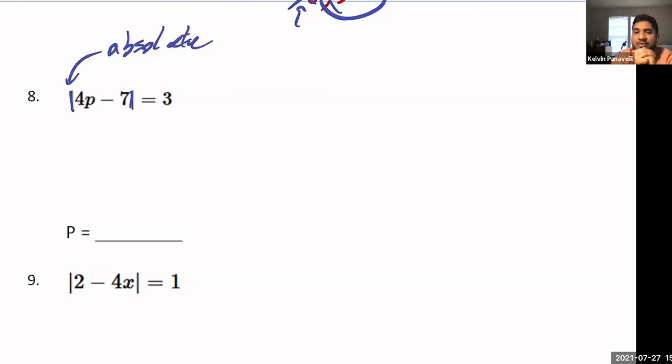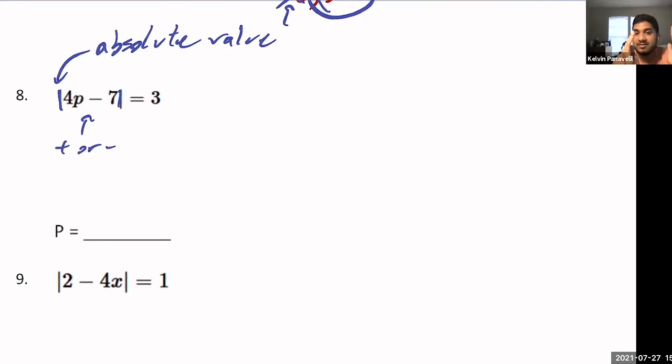And Miles, do you feel like you know how to solve absolute value functions? I think so. All right, awesome. So whenever you have absolute value, you have to take into account that whatever's in the absolute value can be either positive or negative, right? Because what's the absolute value of 3, Miles? 3. What's the absolute value of negative 3? 3. Exactly. So 4p minus 7 can either be what? 3 or? Negative 3. Awesome, right?